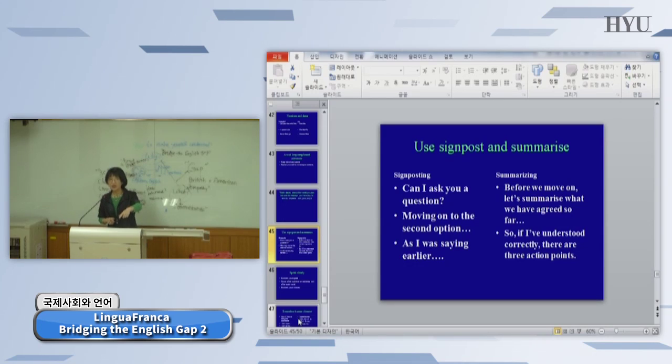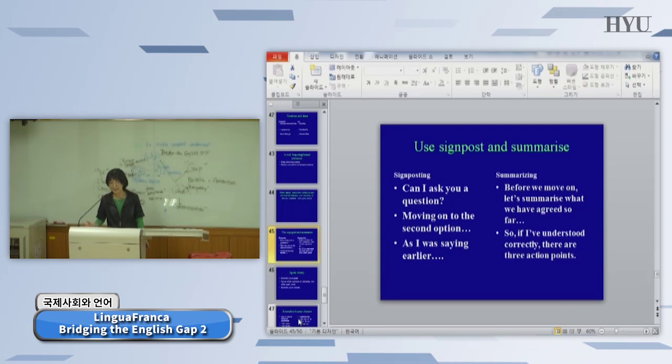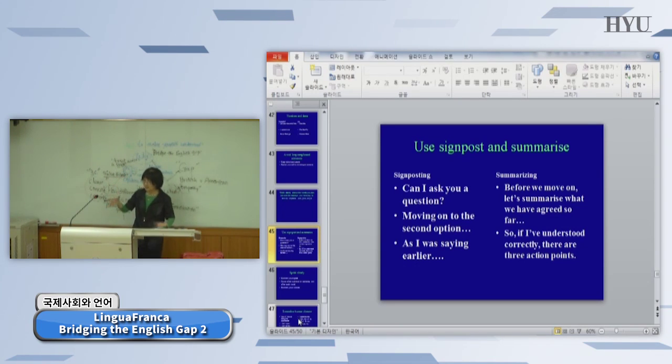For example, you can use such expressions as a signpost. Can I ask a question? Moving on to the second option. As I was saying earlier. And also, it often works if you summarize. Before we move on, let's summarize what we have agreed so far. So if I've understood correctly, there are 3 action plans. This is the way that sometimes we must take a break, pause and summarize what we have said. So to summarize and make it clear, everybody has a good understanding of what I have said.